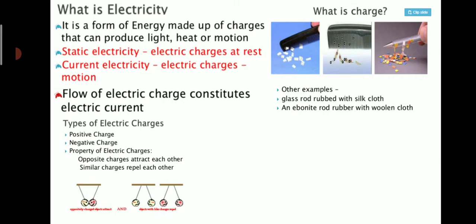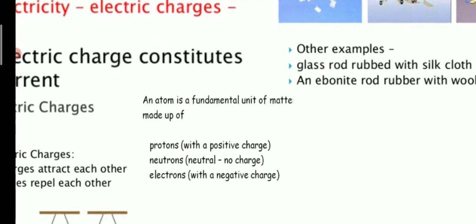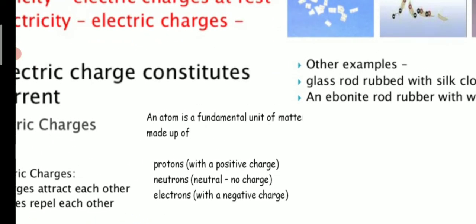Types of electric charges are positive charge and negative charge. And the properties of electric charges are: opposite charges attract each other and similar charges repel each other. So these are two important properties related to electric charge. Now an atom is a fundamental unit of matter made up of protons with a positive charge, neutrons with a neutral, no charge, and electrons with a negative charge. This we have studied in the first year also.